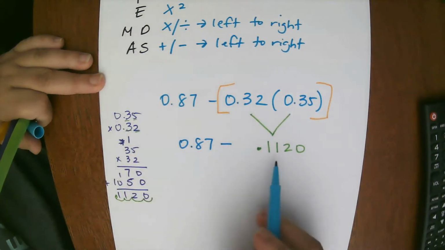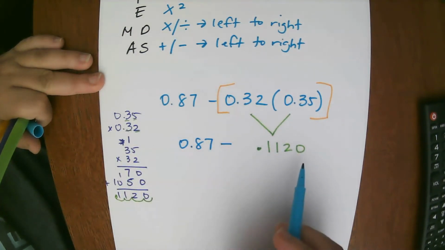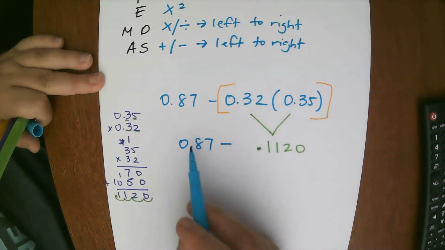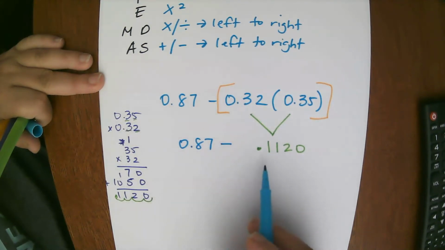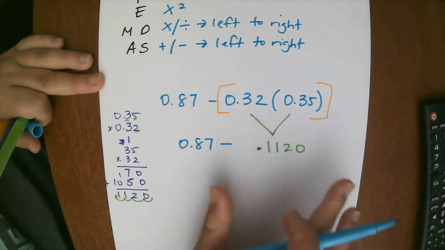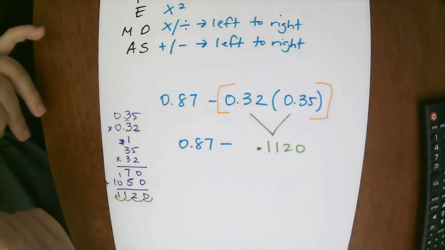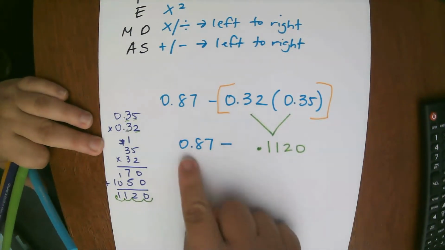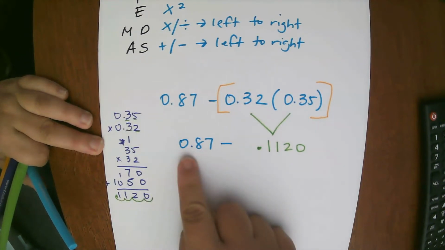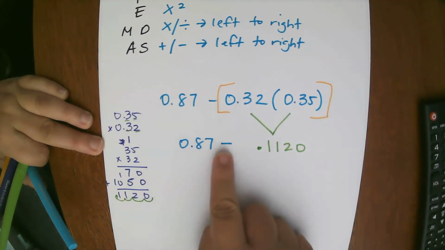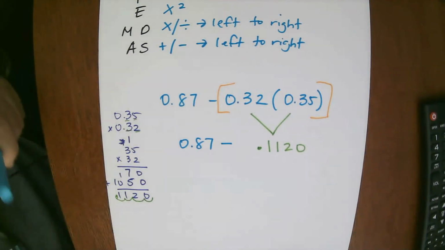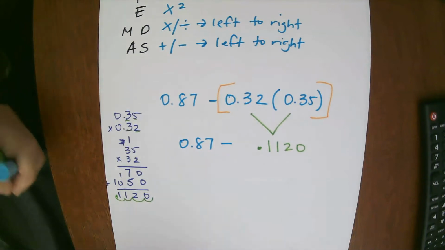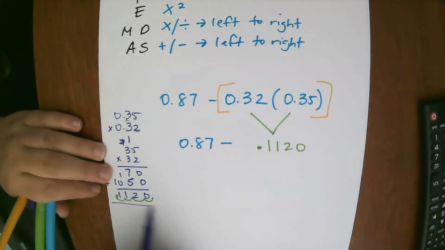Now I'm going to bring everything else down. And I like to use the same color I used before. Anything I solve will be green, and anything that I'm keeping the same will be blue. I'm a visual learner, so this is how I keep track of my work, because these can get very, very messy and very long. Now I'm just left with a subtraction problem: 0.87 minus 0.1120. Let's work that out on the side here.